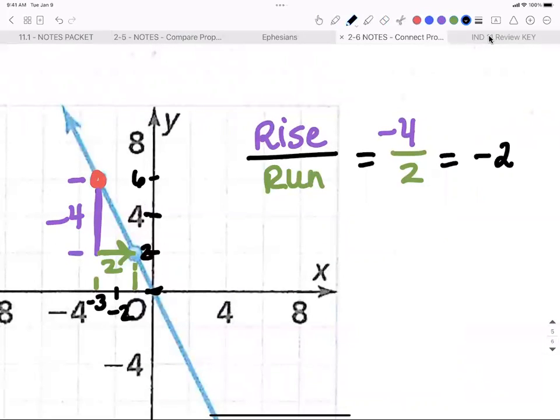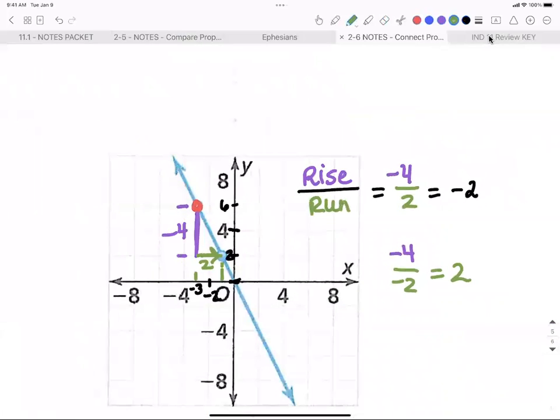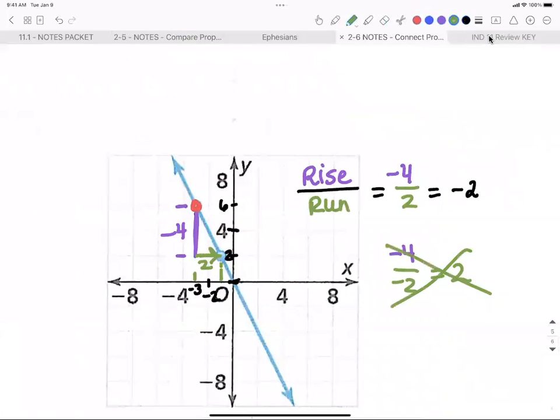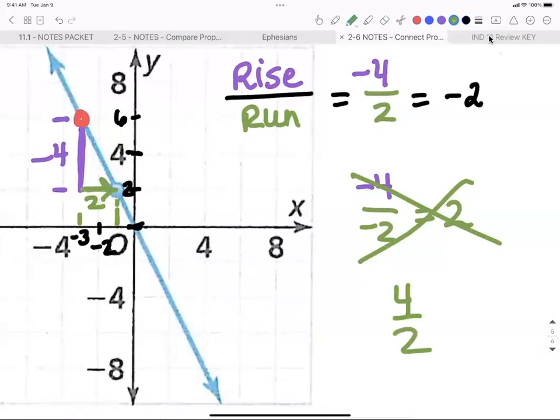Does that check out? What if I had made the mistake, and this happens a lot, and this is why I'm pointing it out. Don't write this part down, just pay attention. What if I had written -4 over -2? When I simplified that, what would I have gotten? I'd have gotten +2. Can I have a positive slope with a downhill line? That's got to be a big red flag. Or if I forgot that I fell and I just wrote 4 over 2, that reduces to a +2. Can you have a +2 with a downhill line? No.